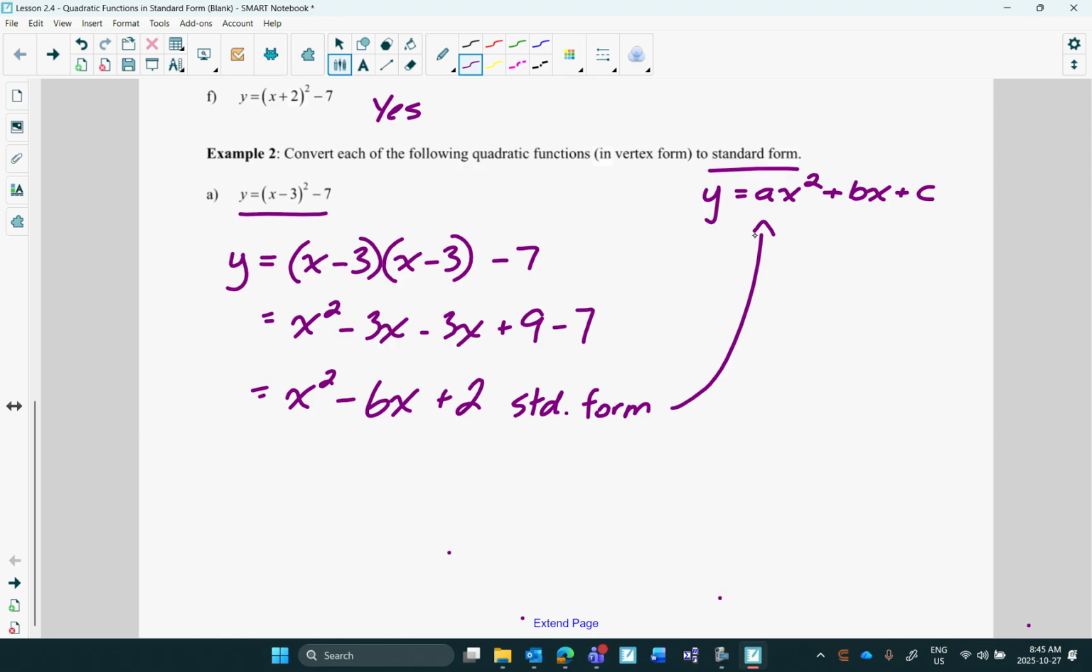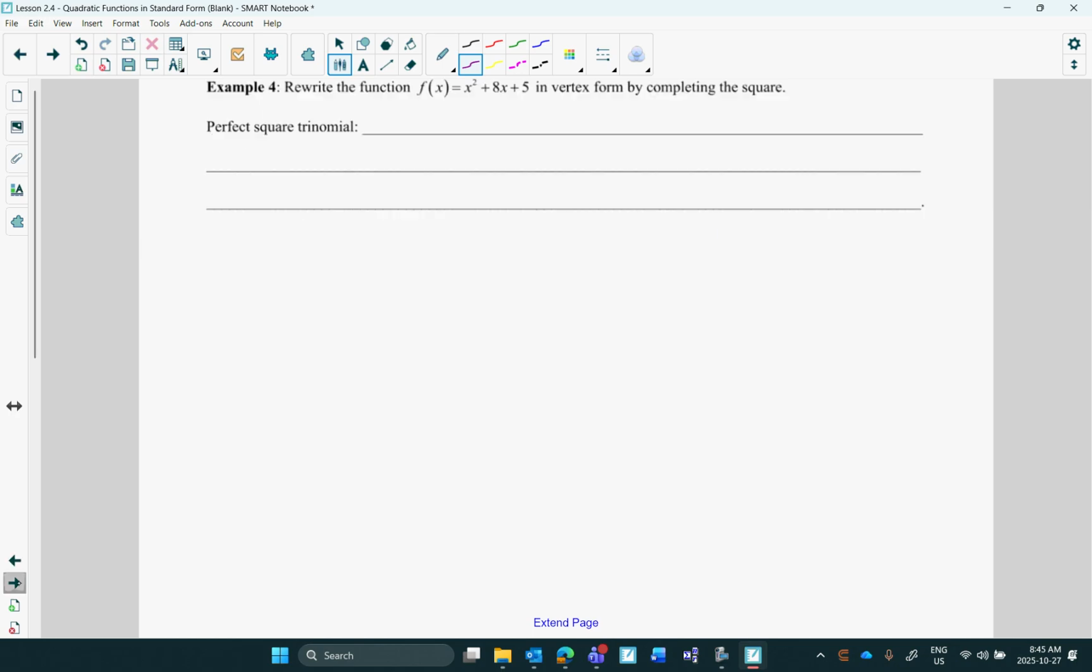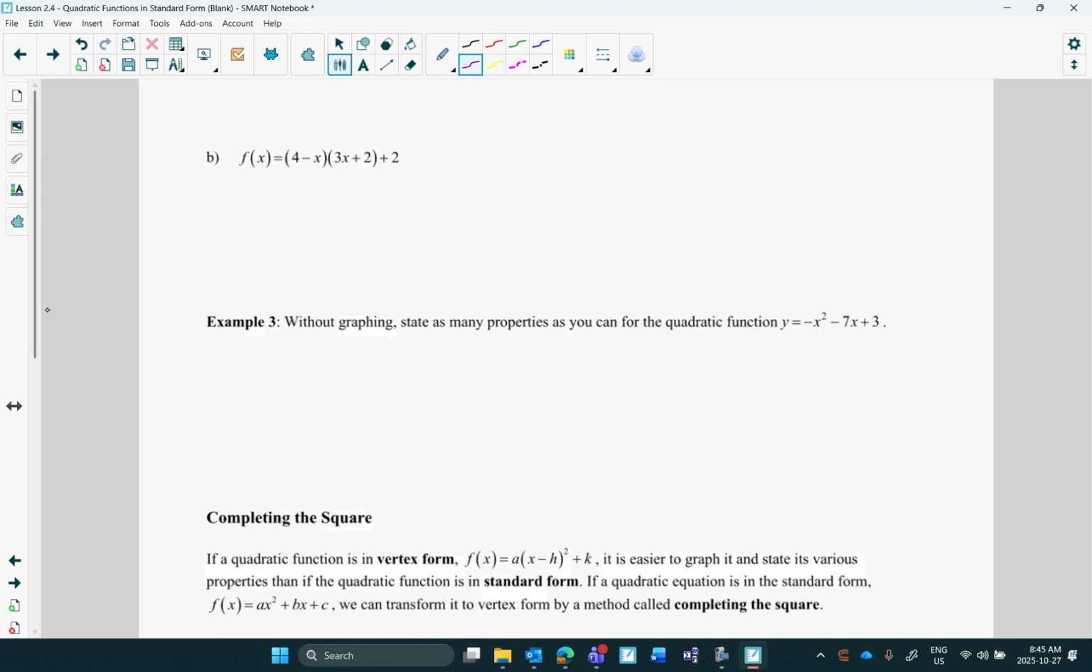Okay. So it's pretty straightforward to go from vertex form to standard form. You just square that binomial, simplify everything by collecting like terms. Try this one. You try this one.